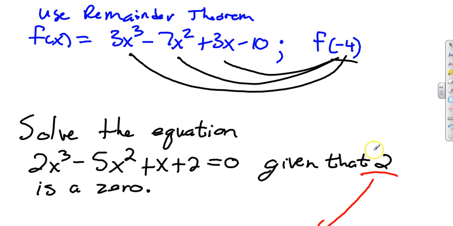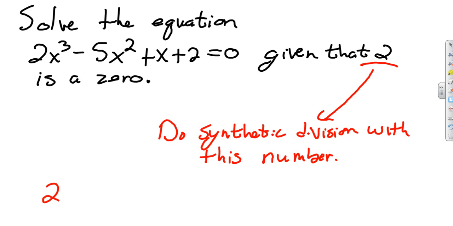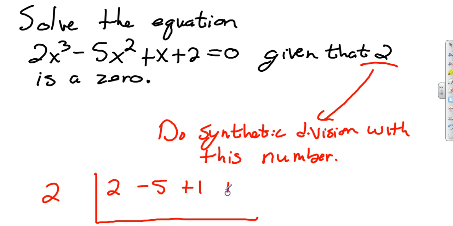If they don't put x plus or x minus with the number, don't change the sign, because in this one they gave you 2 as the number you want, so do synthetic division with the 2. Unless they do x plus or x minus a number, if they give you a number, that's the number you've got, and then just go with it. Okay, so we need a 2, minus 5, that would be a plus 1, and then a plus 2.